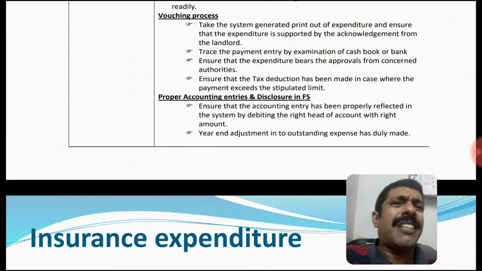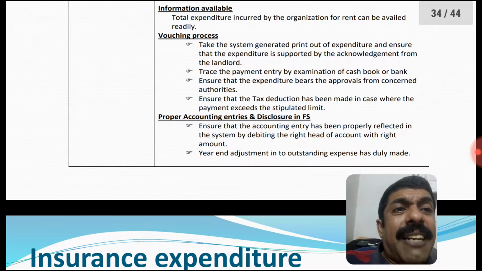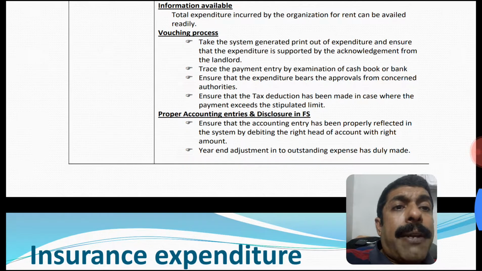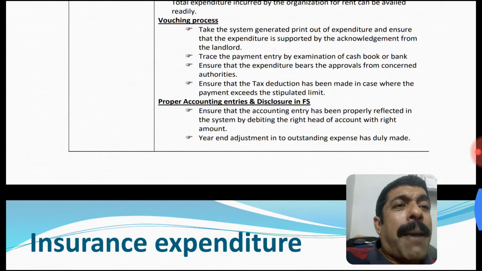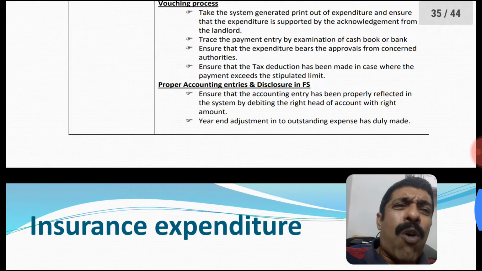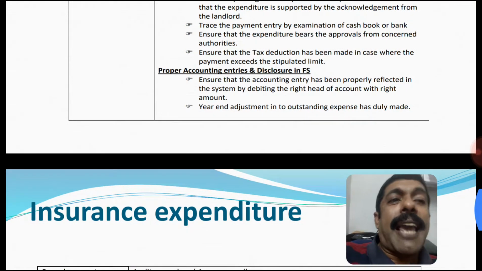Vouching process is common. I won't explain it again and again. Only the additional points will be mentioned here. Trace the payment by checking cash and bank; a common point. Ensure that the expenditure bears the approval from the concerned authority; a common point. Ensure that TDS is deducted; that is the main specific point here.